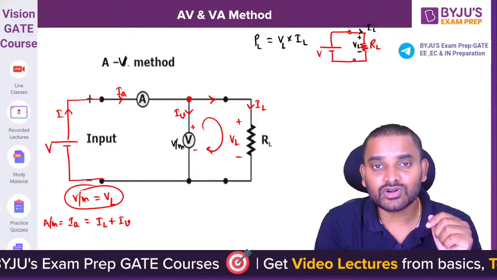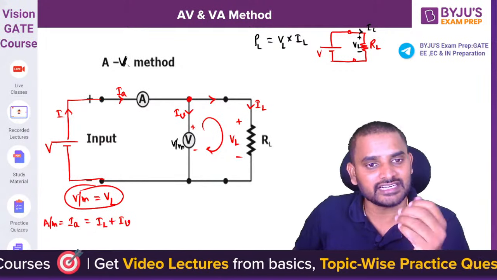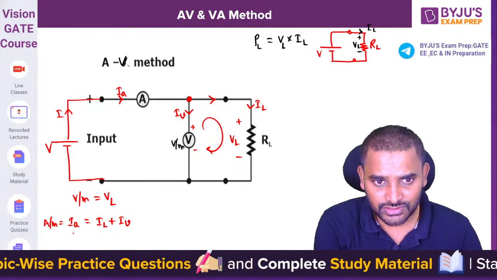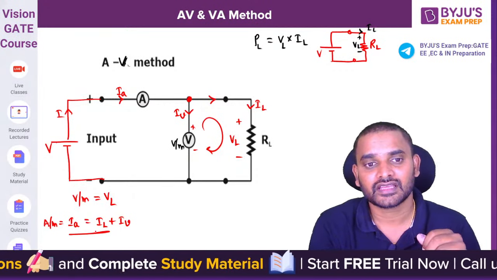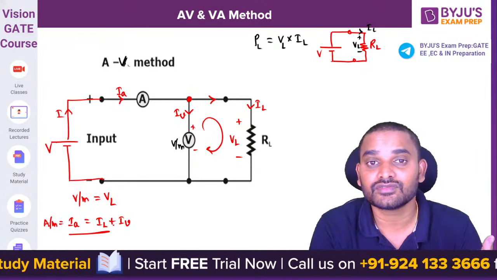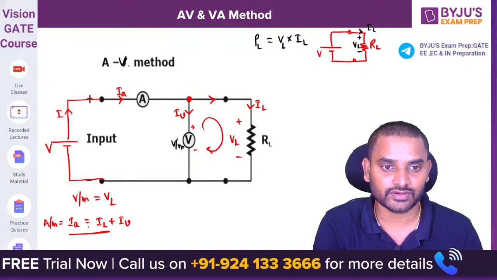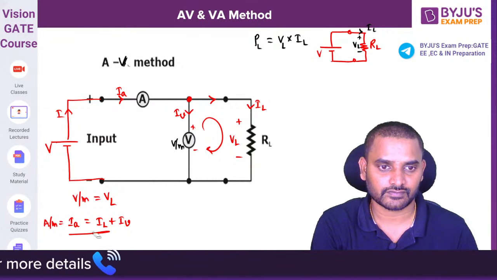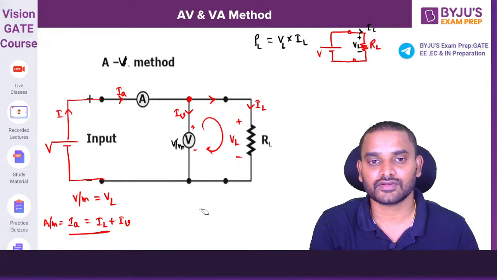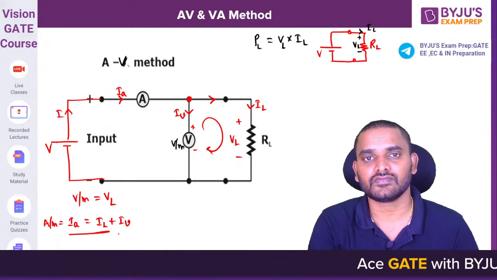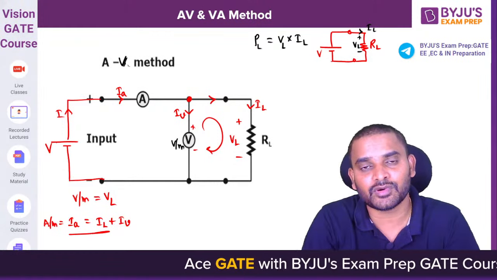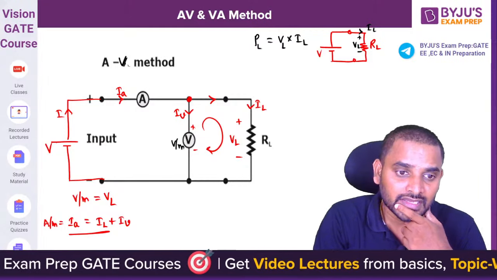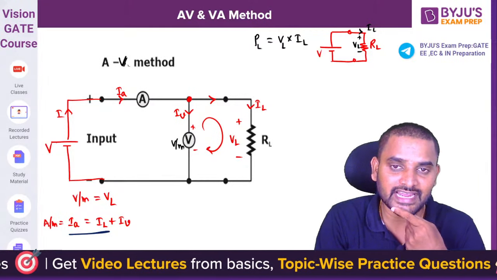Voltmeter is used to measure load voltage. That is measuring load voltage. That's fine, well and good. But ammeter is used to measure only load current, right? But it is measuring an extra value of current, that is current flowing through the voltmeter. Okay, so you are going to get an extra amount of current, and that's the reason why the measured power is going to be more than the actual value.